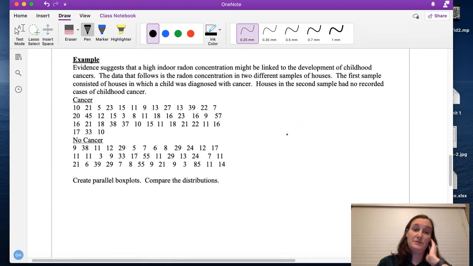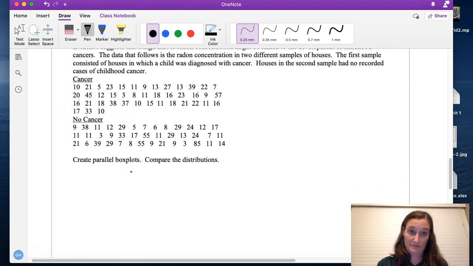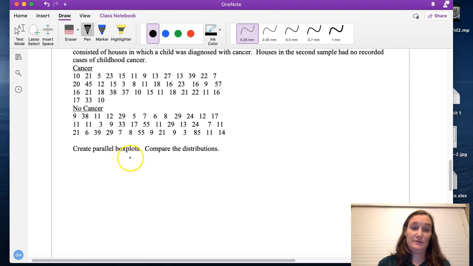So in this example, you're doing radon concentration linked to the development of childhood cancer. So we have radon concentration in kids with cancer, radon concentration in kids without cancer. It asks you to create parallel box plots and compare the distributions. So obviously you could find the median and the mode and all of that and do your box plots.